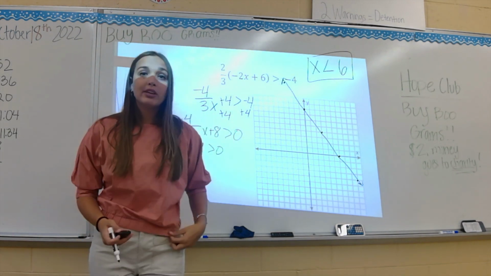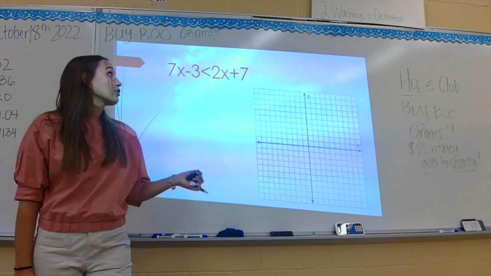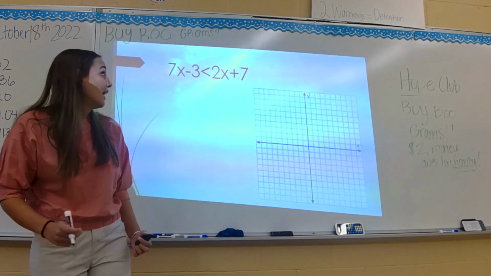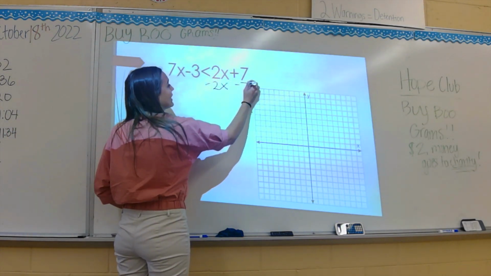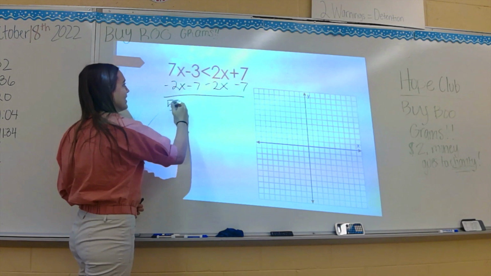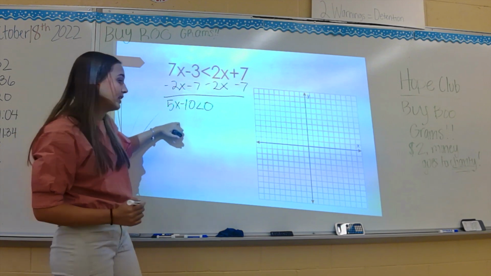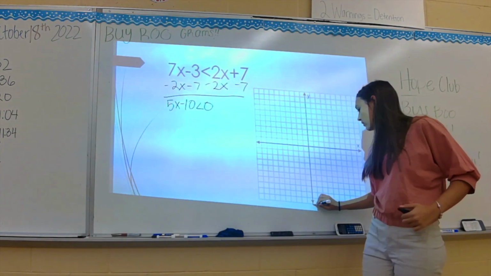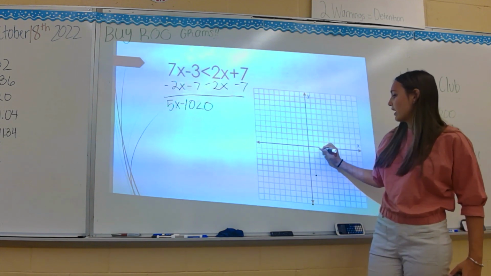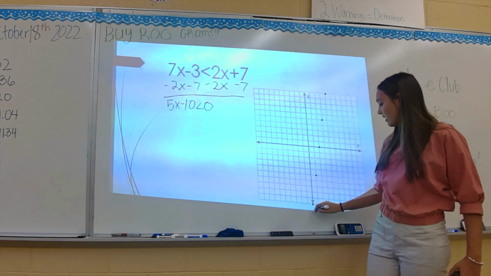Let's try another problem to make sure we're fully understanding this material. Now we have 7x minus 3 is less than 2x plus 7. Once again, I want to get all my terms on my left side, so I'm going to subtract 2x and 7. So everything is on my left side, and I get 5x minus 10 is less than 0. I'm going to graph this now, the 5x minus 10. I'm going to start at negative 10 and go up 5, over 1. Up 5, over 1. And last one. Then I'm going to connect it with my line.